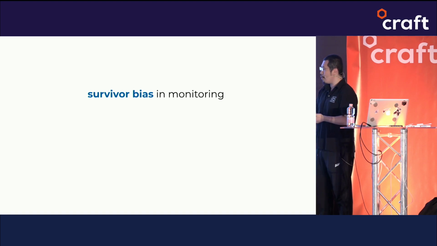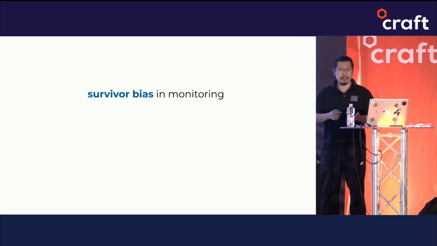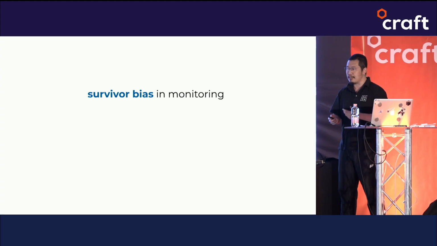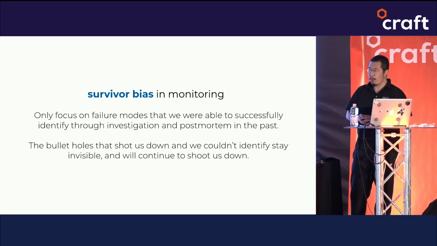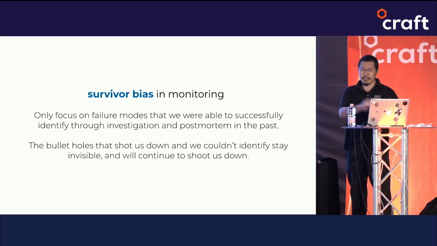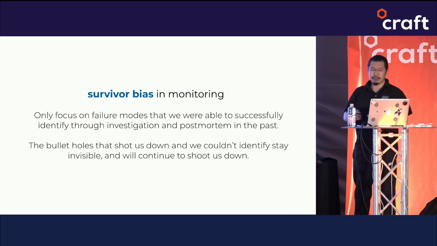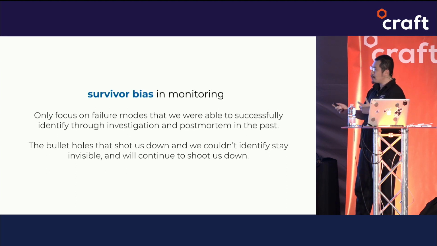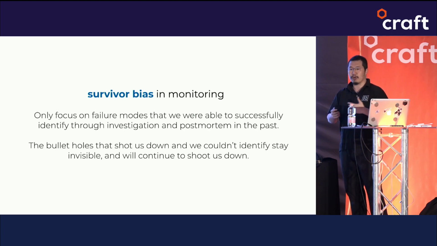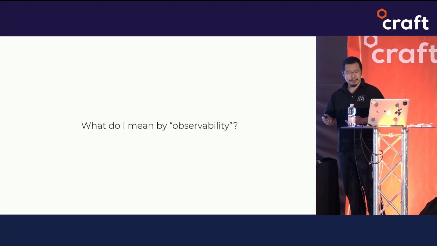And that's an example of a survivor bias that I have experienced many times in the way that many of our applications are set up in terms of monitoring and alerting, where we only focus on the things that we can easily identify and know ahead of time will definitely cause our application to fail. Instead, I think we should focus more on making our applications easy to debug, even for those failure modes that we didn't know we had ahead of time.